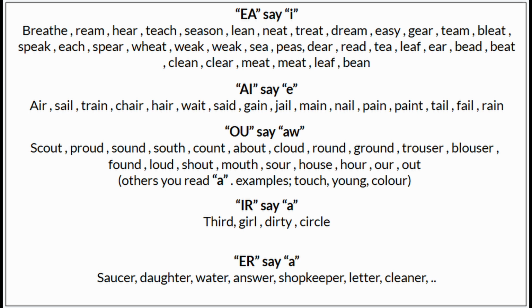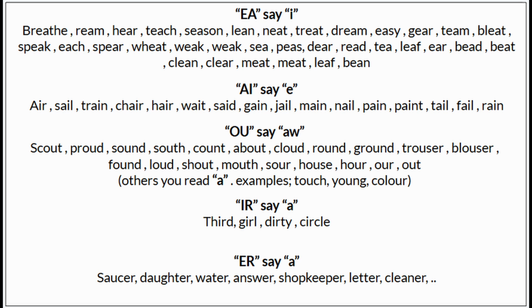Wherever you see O and U together, you read it ow, like scout, proud, sound, south, count, about, loud, shout, mouth. Others you read are exceptions. Touch, you don't say it with the ow sound. Young, you don't say it with the ow sound. And color, you don't say it that way either.